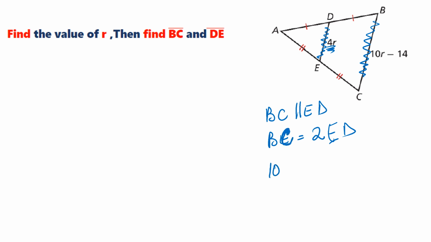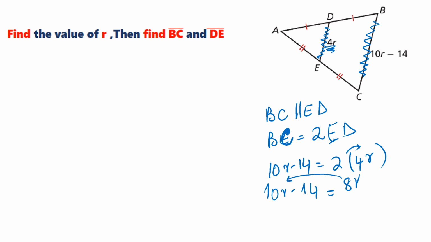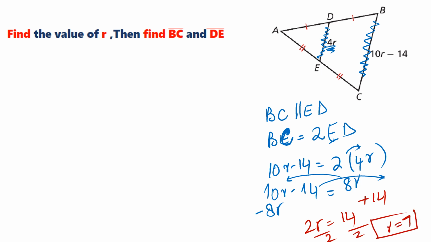So it is 10r minus 14, and 2 times ED, which is 4r. So 10r minus 14 I will write as it is. 2 times 4r is 8r. To solve for the unknown variable, we bring all the variables on one side and all the numbers on the other side. So if I bring 8r to the other side, it gives me negative 8r. And if I bring negative 14 to the other side, it will give me 14. 10 minus 8 is 2r equals 14. Divide both sides by 2, so r equals 7.